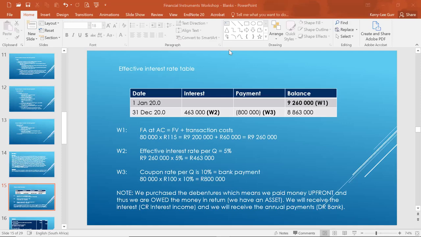A question was saying, so the bank payment is always calculated on the face value. Yes, that's correct. Your payment is always using your coupon rate and your face value, whereas your initial balance is using your fair value, and your effective interest rate is based on whatever this balance is. Very good question. Question asking how I got the 8 million. I took the 9 million, this balance, 9,260,000, added the interest of 463,000 minus the payments of 800,000 to get my new balance.